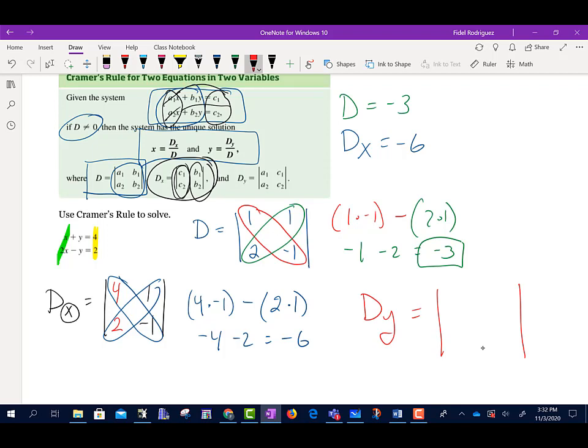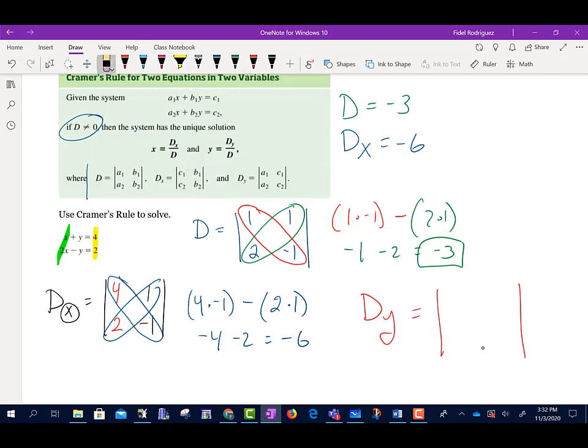Okay. Now I'm going to clean up some of this mess here so that we can see what's dy. dy says we're going to leave the x coefficients alone. So I'm going to leave that as a 1, and I'm going to leave that as a 2, because those are my x coefficients. But now, instead of using these values, we're going to replace them with those. So this is going to be a 4 and a 2.